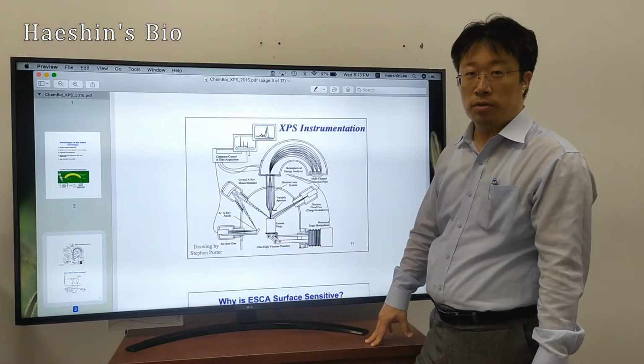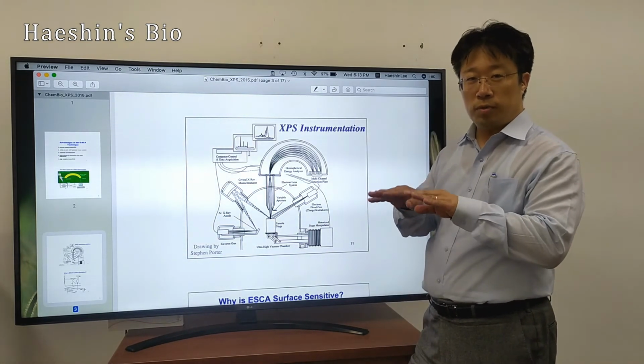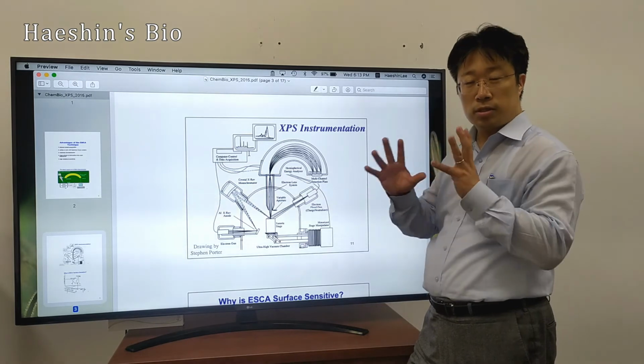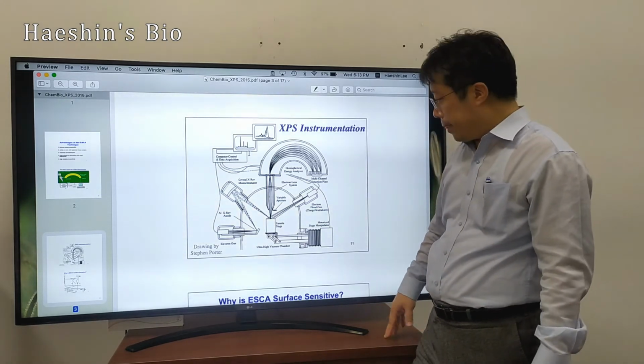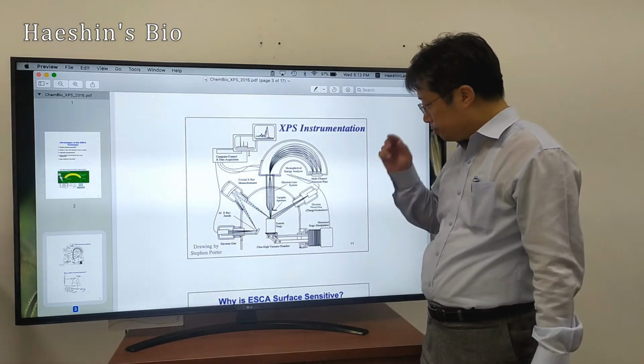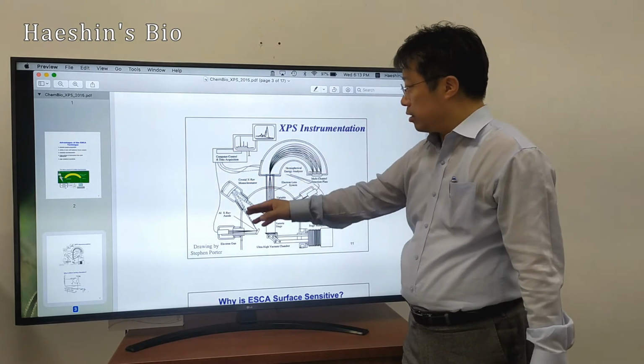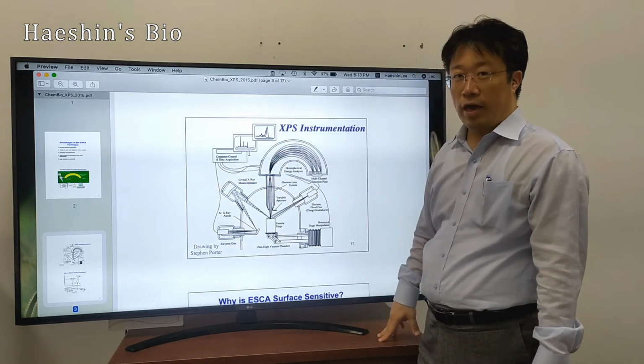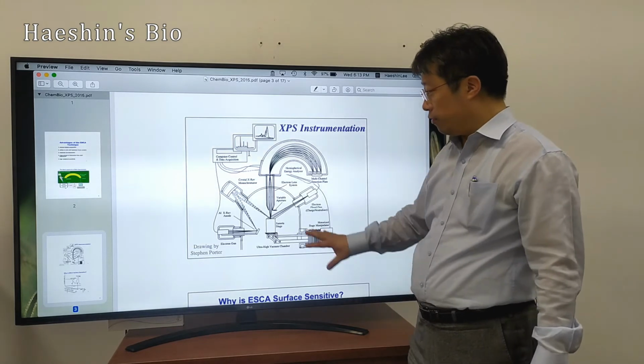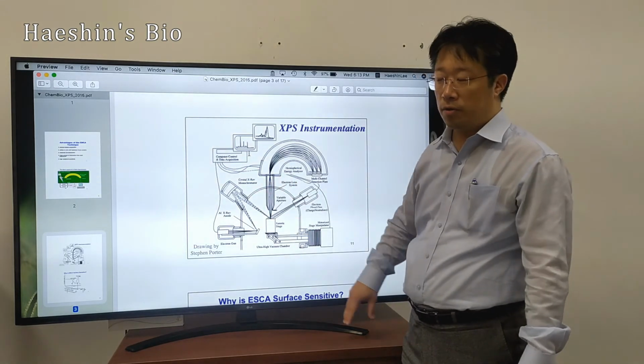So this is very important. The surface has to be neutral to stabilize the system so that we can analyze properly. So this is the neutralizing electron gun. And other things are basically the computer systems and the vacuum. The vacuum has to be very, very high in this chamber.